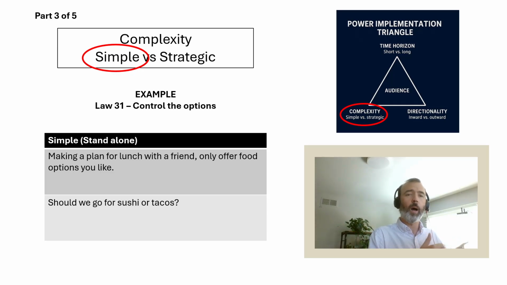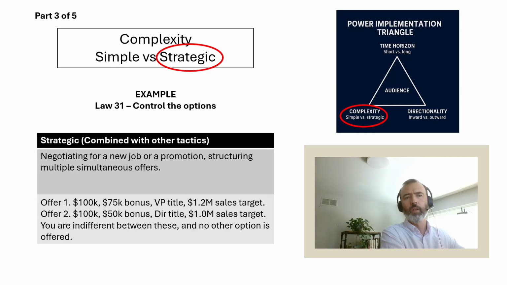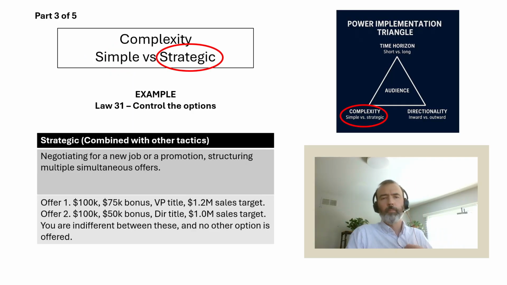You've given them two options. They get to choose between those two. Those options are relatively different, and so chances are they're just going to pick one of those and move on. So that's a very simple implementation of Law 31 in a very direct and tactical sense. So let's shift over to strategic.